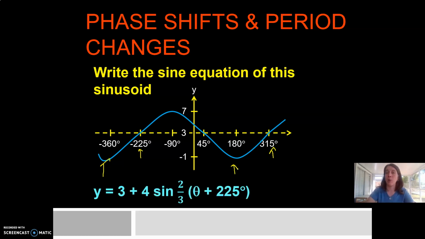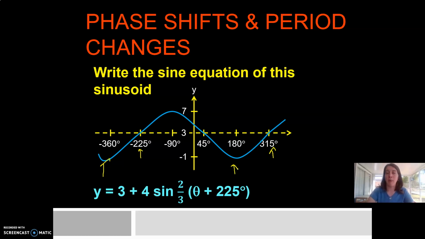So here's what my final equation looks like. I see y equals 3, that was our dotted line, plus 4. It's always a plus sign before you put your amplitude into your question. We're writing sine, so that's what I filled in next. The 2 over 3 is our period. Remember we said that the new rotation was 540 degrees. So I did 360 over 540, and I reduced that down to 2 over 3.